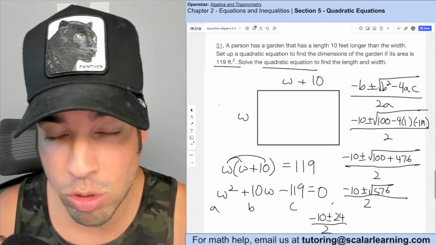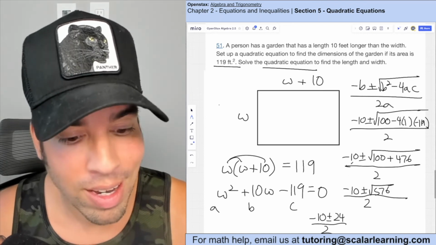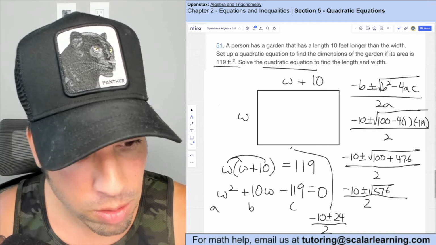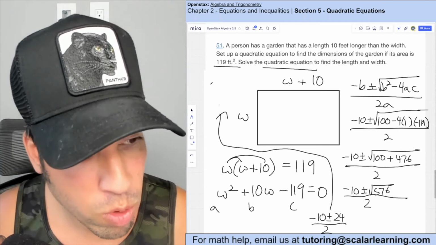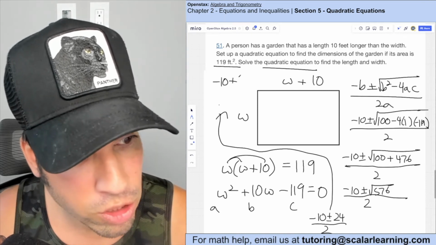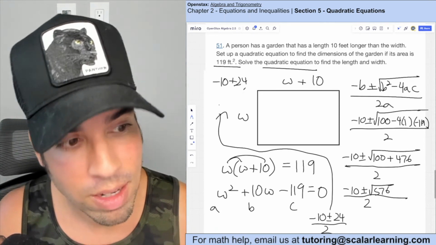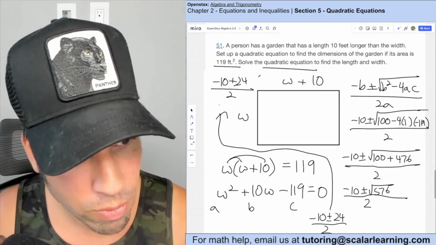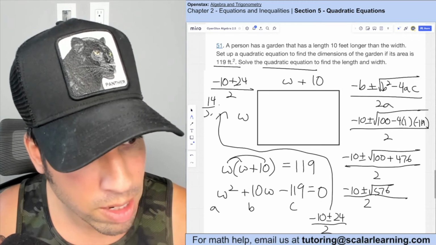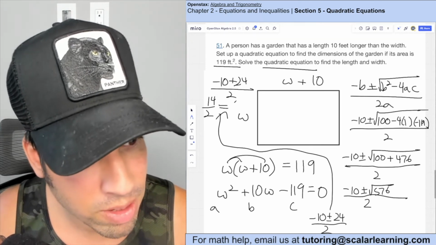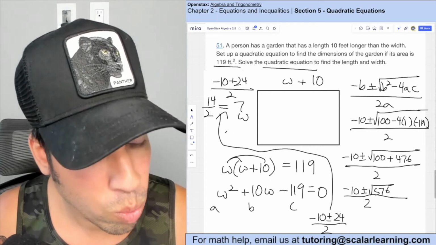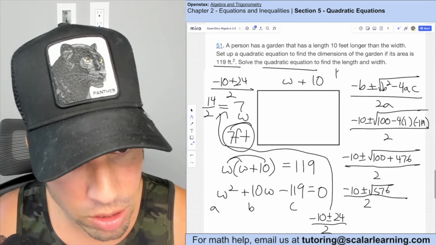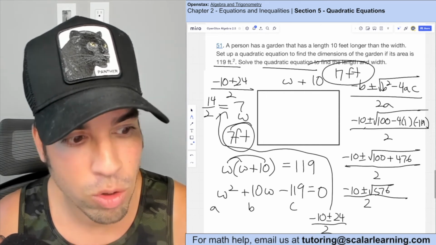Now, here's the deal. We're going to get two solutions, but we're talking about width and length. So we're talking about positive values. So I'm not going to worry about the negative 24. Let's bring it up here. I'm just going to worry about the positive value, negative 10 plus 24, because minus 24 would give us negative 34 divided by 2. That doesn't make sense. So negative 10 plus 24 is 14. Divided by 2 is 7. And since we were talking about feet squared, the width is 7 feet. And the length would be 7 plus 10, which is 17 feet. And those are your winners.